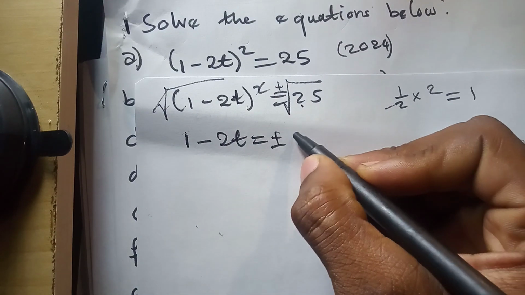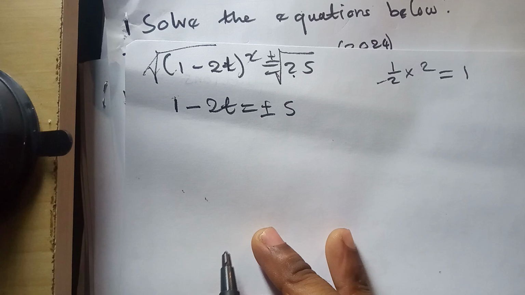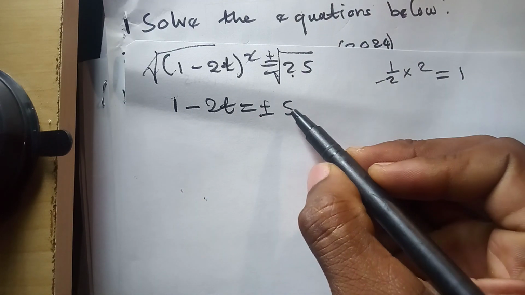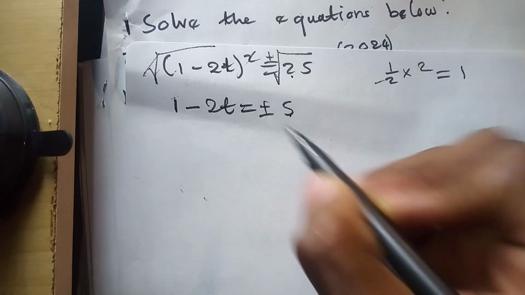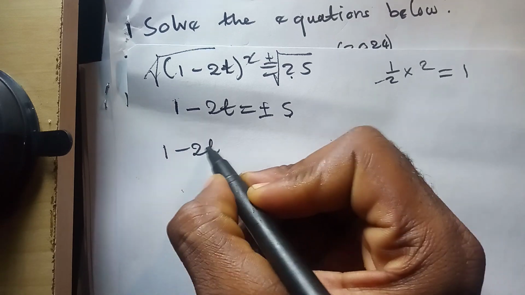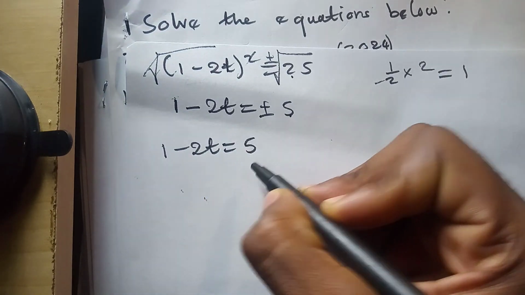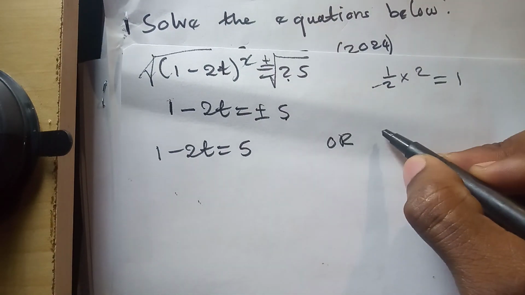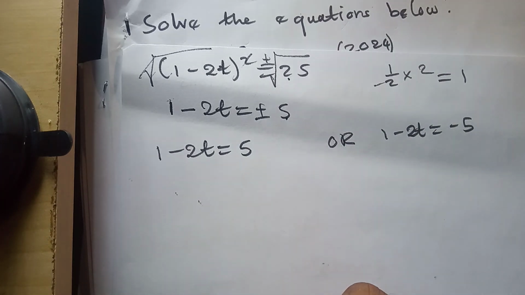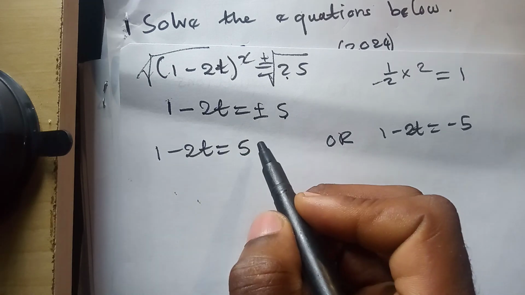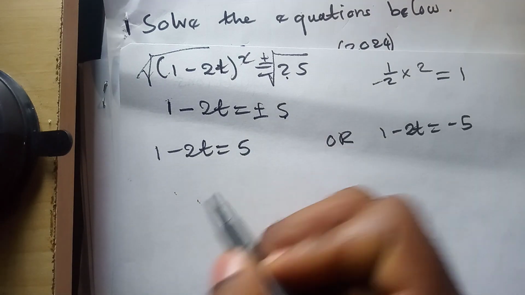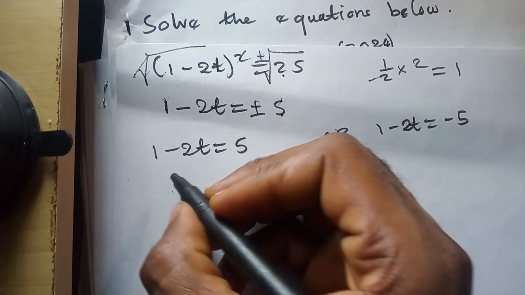So this will be plus or minus 5. That means you have two equations to solve, in that 5 is either negative or positive. So you can say 1 minus 2t is either equal to 5 or 1 minus 2t is equal to negative 5. So now you can take either the 2t to the other side or the 1 to the other side. So I'll just take the 1 to the other side.